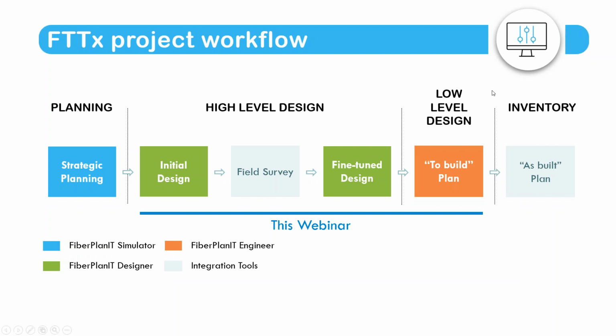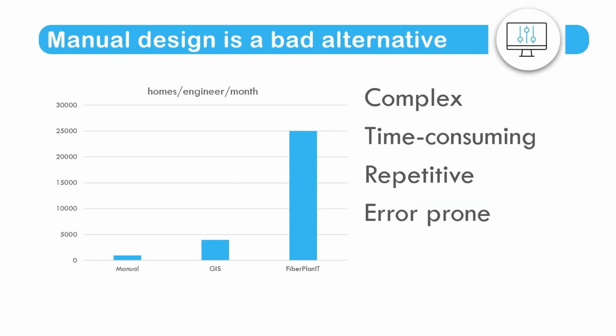Now, what we will focus on in this webinar is the design stages. So the high-level design with the FiberPlanIT Designer, and the low-level design with the engineer. Now, let's first take a look at an alternative, which is to do your design manually on pen and paper or in a GIS tool, but by drawing your network by hand.